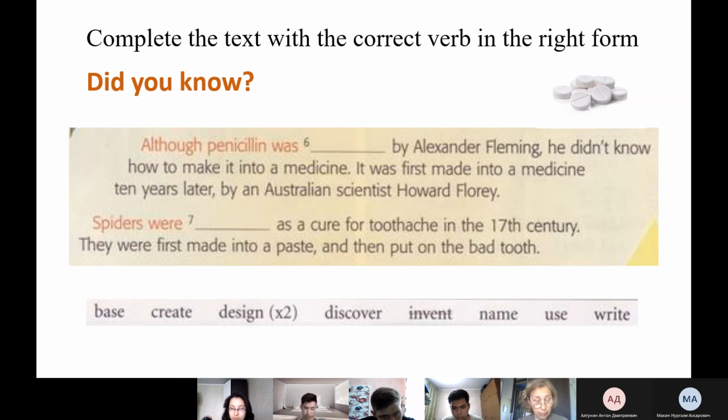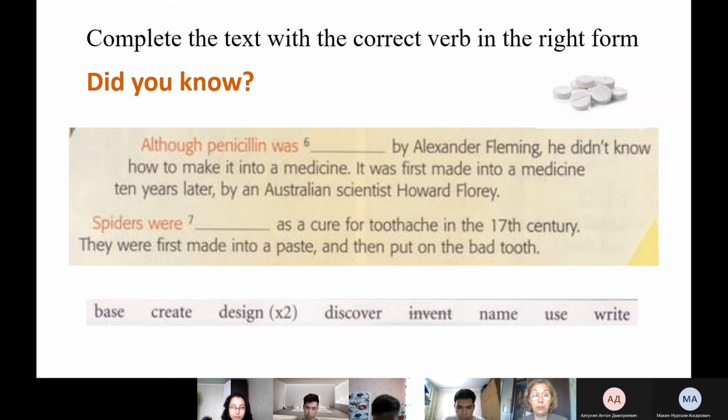Okay, and spiders. So let us listen to the information about spiders. Nurgali, please read it. Spiders were used as a cure for toothache in the 17th century. They were first made into a paste and then put on the bad tooth. Yes, were used as a cure for toothache. Слово не по правилам читается, toothache. Использовались в качестве лечения от зубной боли. Стирались в пасту и накладывали на больной зуб.